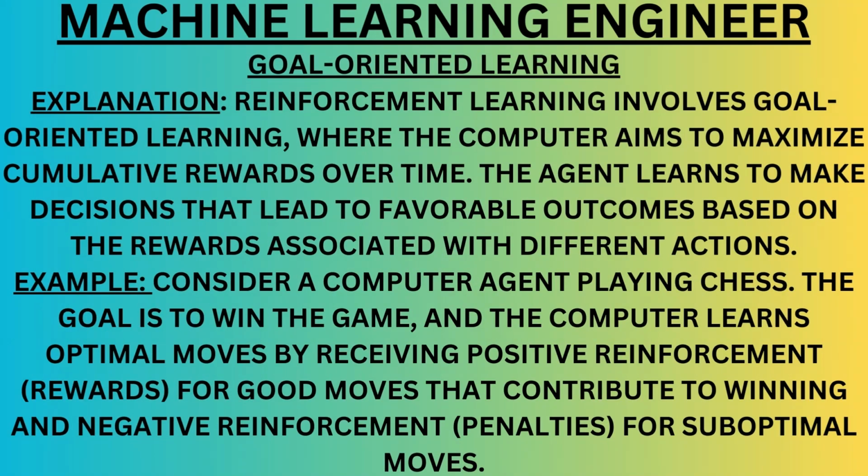Goal-oriented learning. Explanation: reinforcement learning involves goal-oriented learning where the computer aims to maximize cumulative rewards over time. The agent learns to make decisions that lead to favorable outcomes based on the rewards associated with different actions. Example: consider a computer agent playing chess. The goal is to win the game, and the computer learns optimal moves by receiving positive reinforcement, rewards, for good moves that contribute to winning and negative reinforcement, penalties, for suboptimal moves.